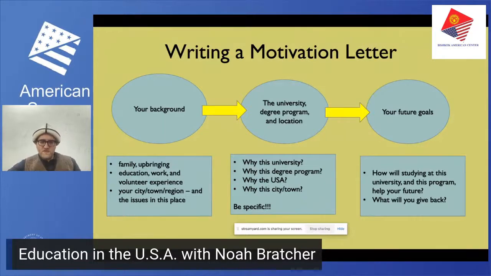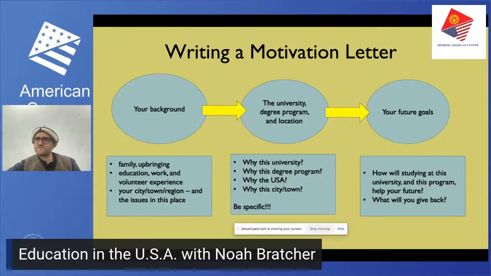So right now, if you're thinking about going to the US, you need to think about getting some volunteer experience, getting some work experience. You need to think about what are the issues in the region that you're from, in the town that you're from, right? And what can you learn in the US that will help you bring something back and contribute something to the area you're from, right? So you can consider what does the US have that they don't have here? Some kind of specialty, right?